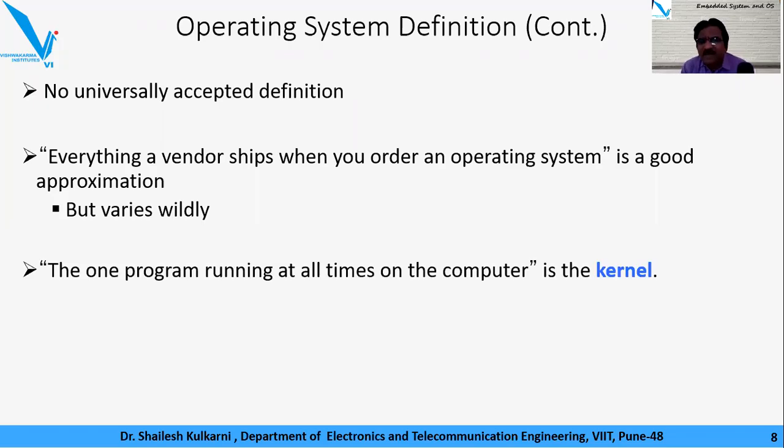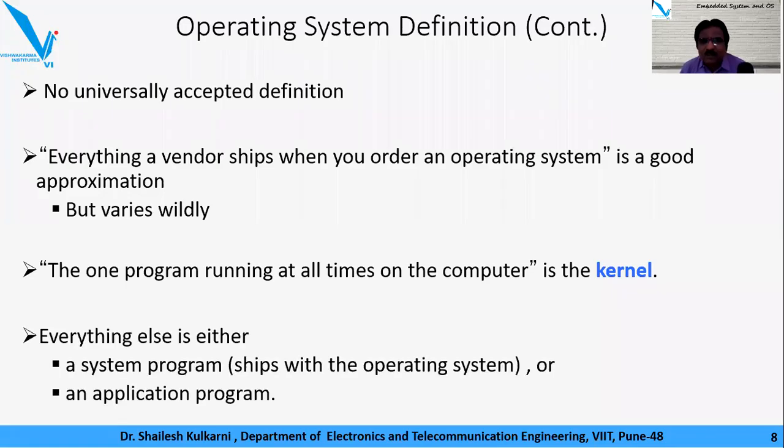But the one program that is running at all times on the computer is the kernel. That is expected to be understood. When we say kernel, it is also referred to as a hardware abstraction layer, as we discussed long back. So the hardware abstraction layer again refers to the same thing, an interface between the hardware and the application program. Everything else in your computer system is either a system program that ships with an operating system or an application program. That means there are only two categories.